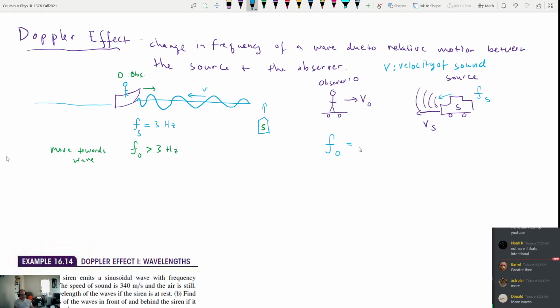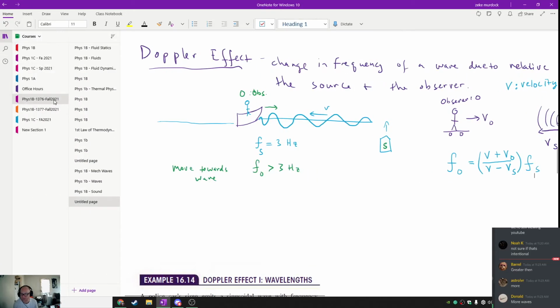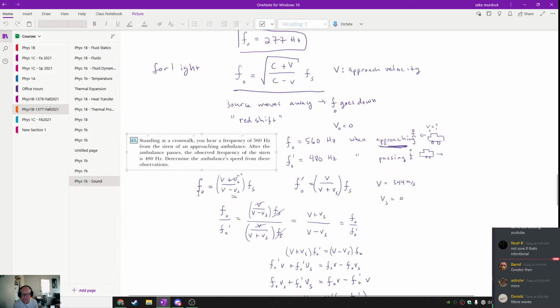And the answer is that it's going to be equal to, let's see if I can remember how this is done. I'm going to give you a different equation from your textbook because I really don't like the equation in your textbook. And I kind of like it, but I don't really understand the way they set it up. F sub S. There we go. So that's the equation. I'm sorry, I just want to make sure I'm giving you the same equation that I gave my other class. It looks like the same equation, right? V plus V_O over V minus V_S, okay.